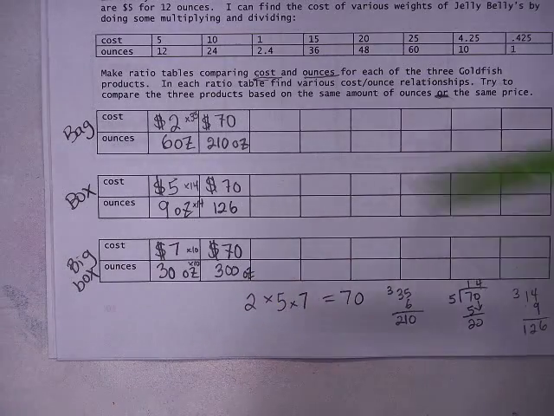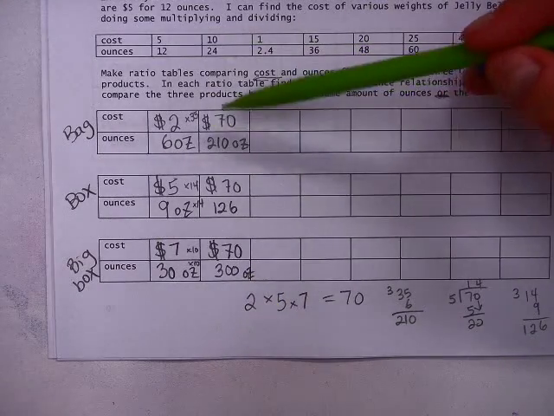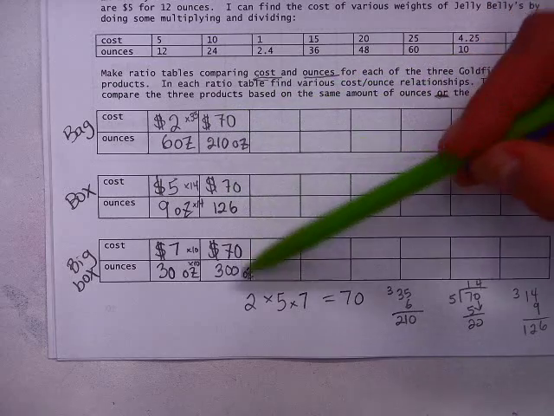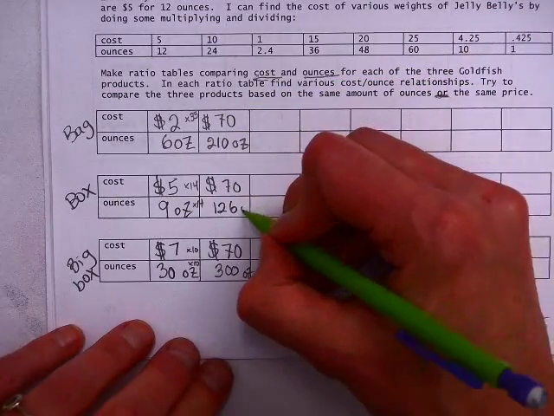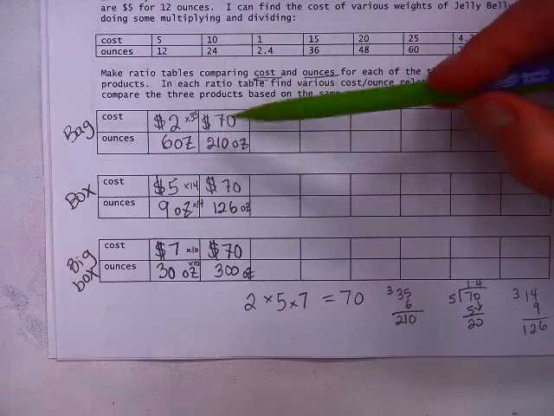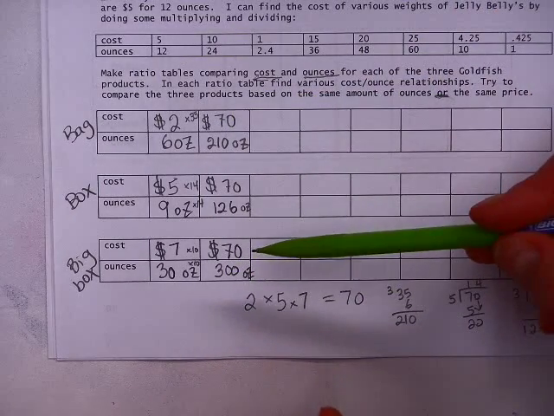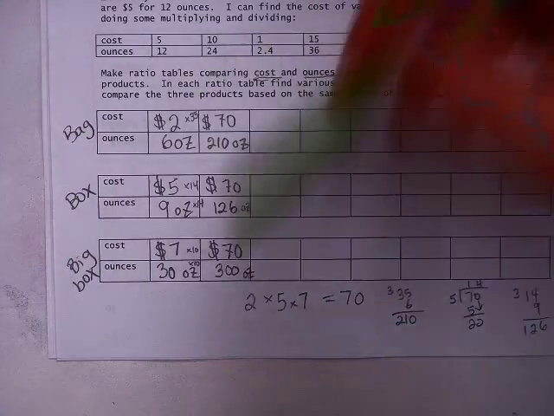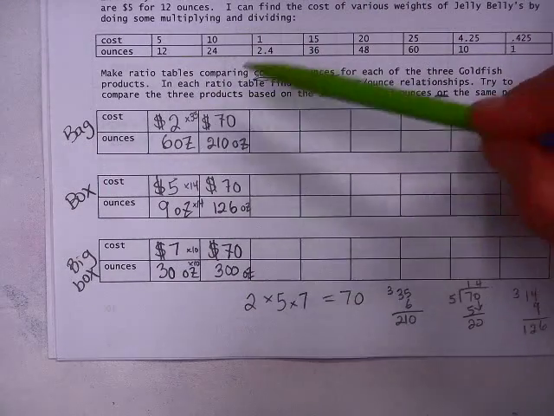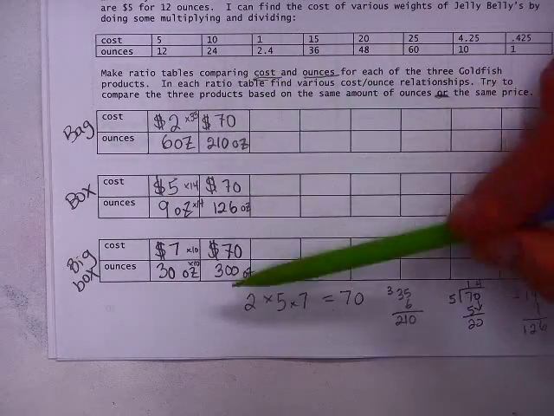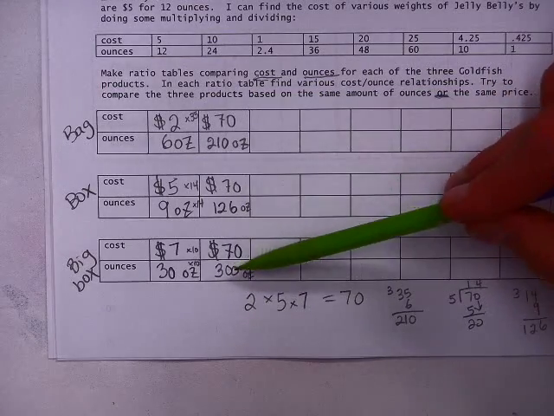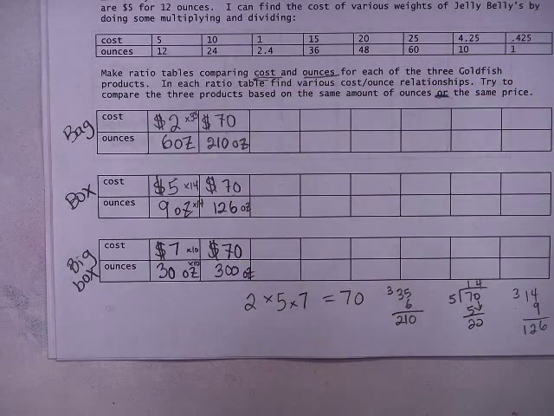Alright, so now we have, for $70, all the ounces. So the best deal is the big box, but then you have a lot of goldfish, so maybe you don't want that many goldfish. Anyway, now you have a very solid comparison, for $70, what's the best deal? That's the best deal, second best deal, third best deal.